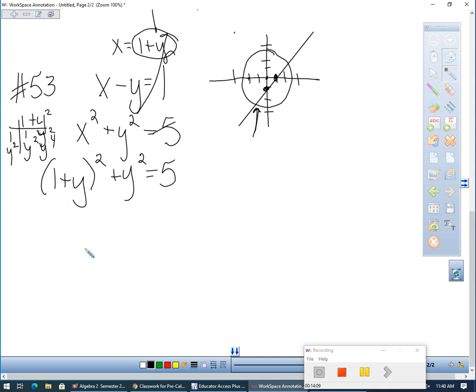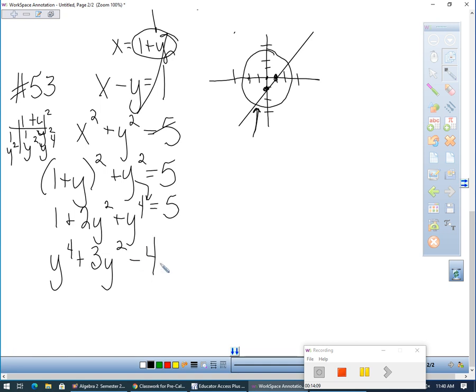Alright, so now let's see. Just with this part, I have 1 plus 2y squared plus y to the 4th equals 5. Okay, I got to combine. Oops, I forgot my y squared has to go in here. My bad. Combining like terms. And I'm going to put it in the right order. I have y to the 4th plus 3y squared, and if I subtract 5 to this side, minus 4 equals 0.